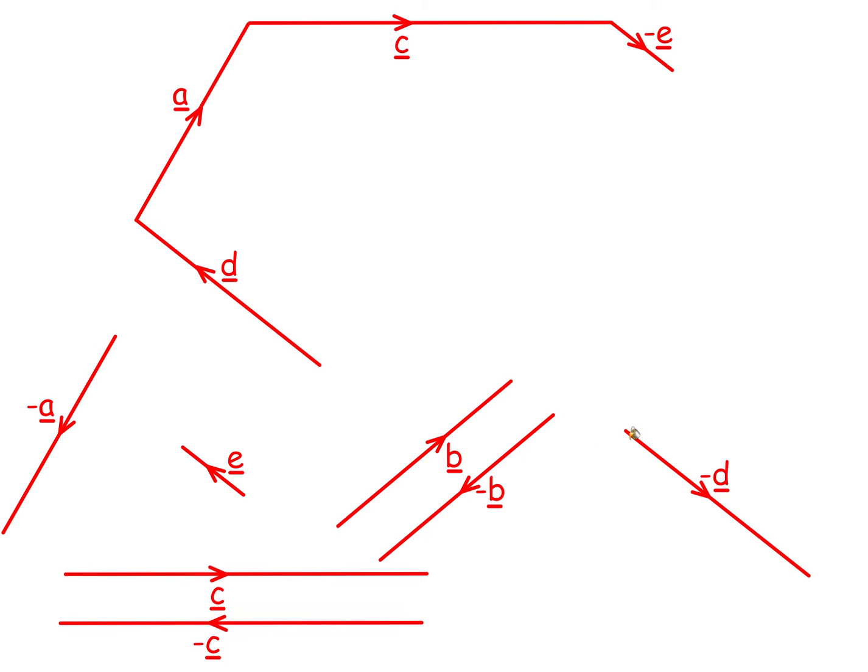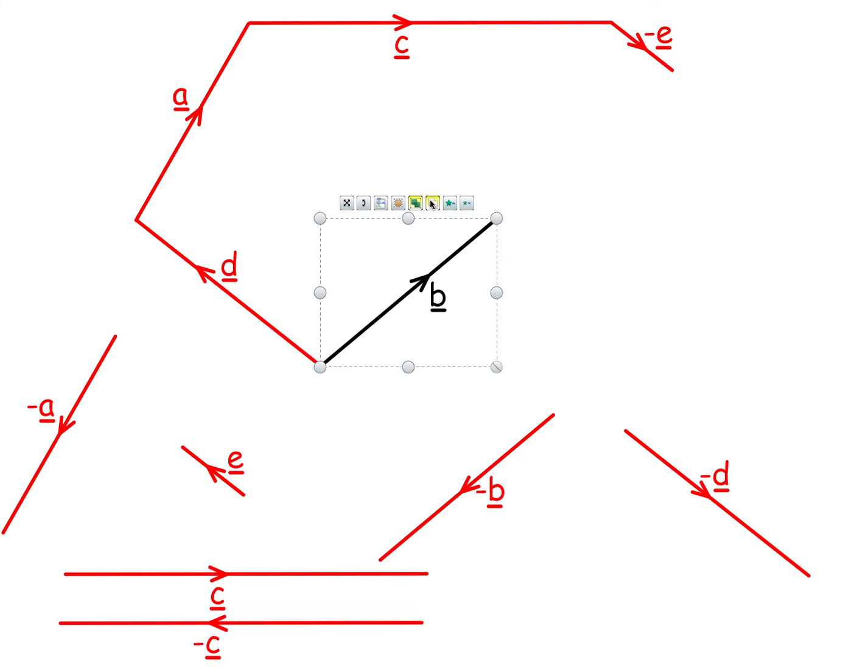And if I'm going to add these together, I start at this end and I finish here. And it so happens in this case that if I take vector B and a second vector B, that takes me straight from start to finish. In other words, the resultant vector is 2b.